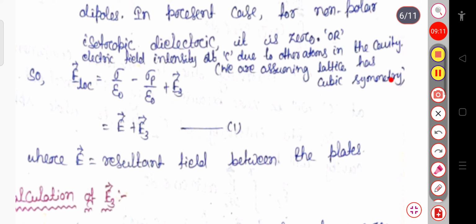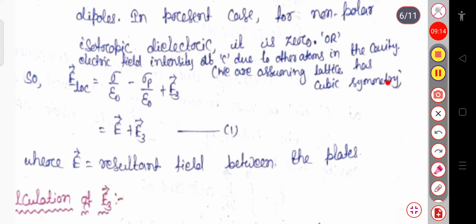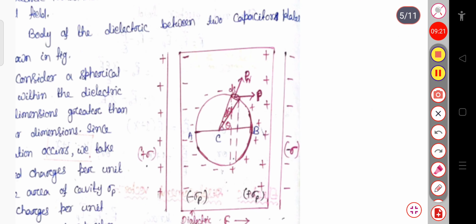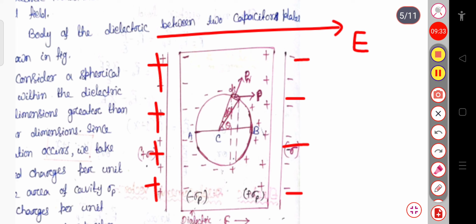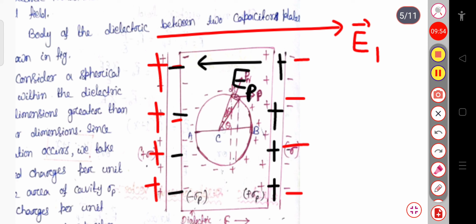One more thing: why are we giving this negative sign? Let me show the diagram. Because of the positive charge on one plate and the negative charge on the other plate, the electric field direction will be this, and this is E1. Now because of the polarization, the charge developed on the surface of the dielectric separates in this way. The electric field that will be induced is E induced, or Ep, the polarized electric field.